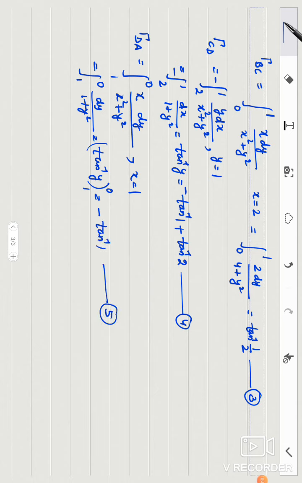Now what do we do? We will calculate gamma, which is the sum of all the 4. So when you add 2 plus 3 plus 4 plus 5, if I am not wrong in the numbers, then you will get the value of this gamma to be 0.